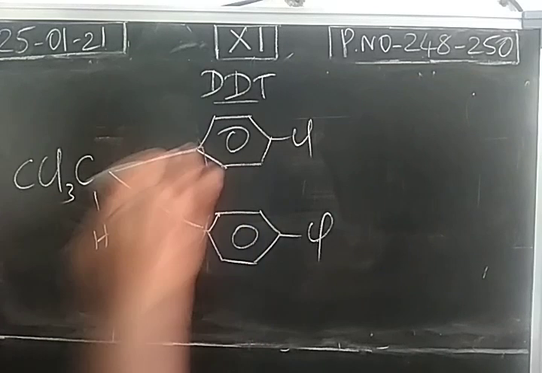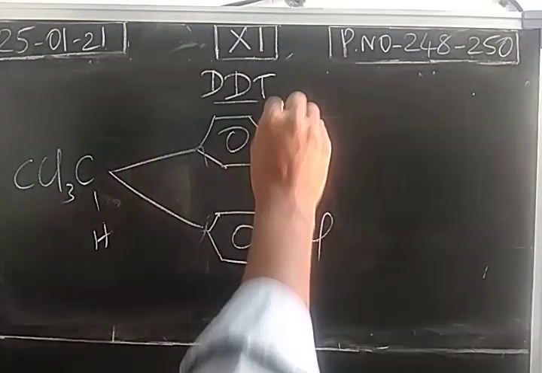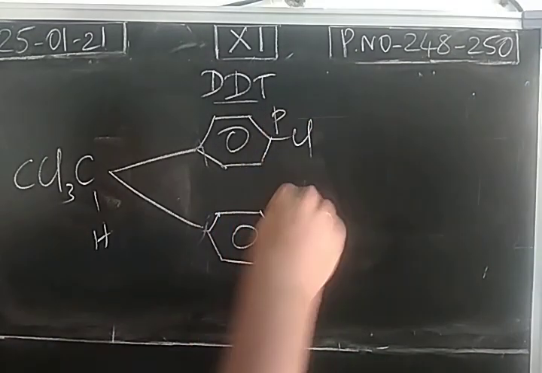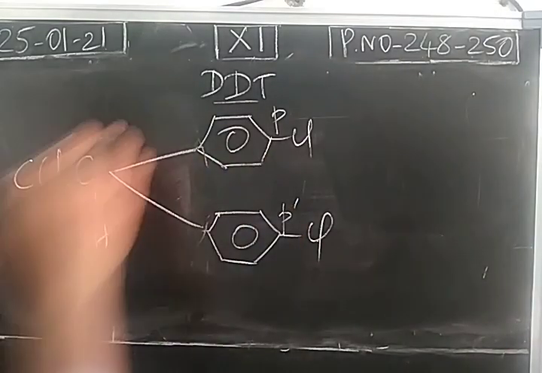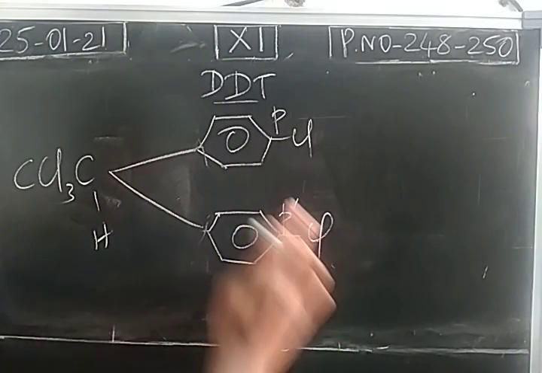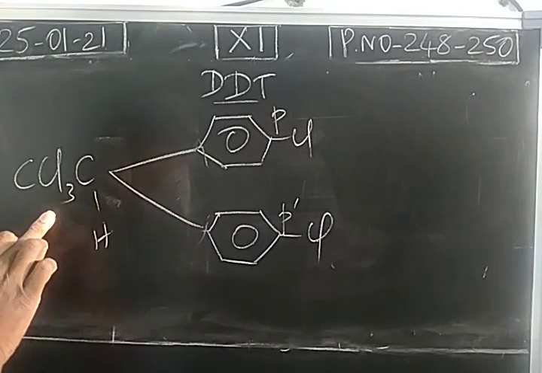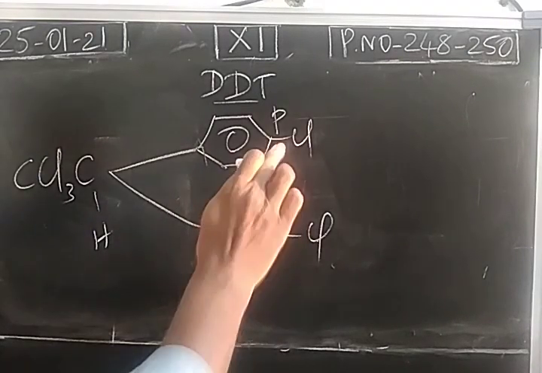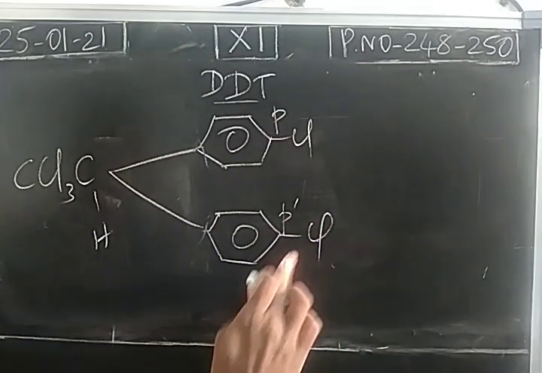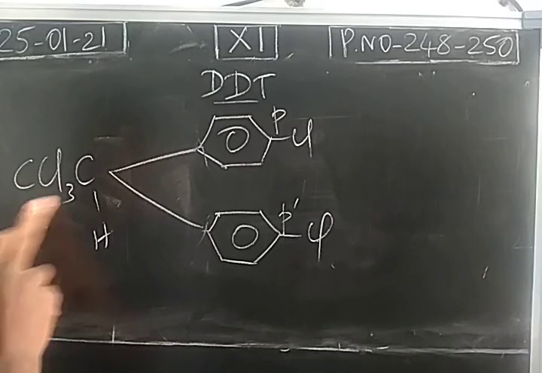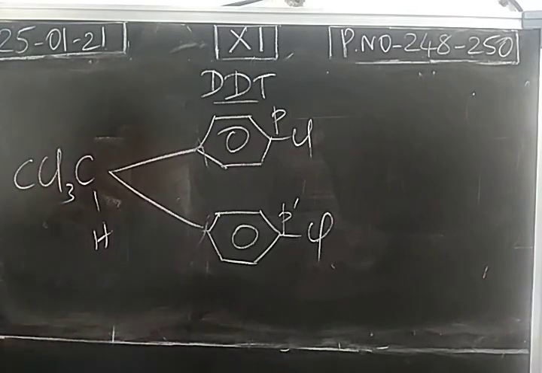So this is called DDT, and its IUPAC name: chlorine is in the para position, so to differentiate, this is para-para dash. The IUPAC name of DDT is p,p'-dichlorodiphenyltrichloroethane. This is the derivative of ethane, with two carbon atoms present. At the para position we have chlorine atoms. So this is called DDT, and it is extensively used as an insecticide and pesticide.